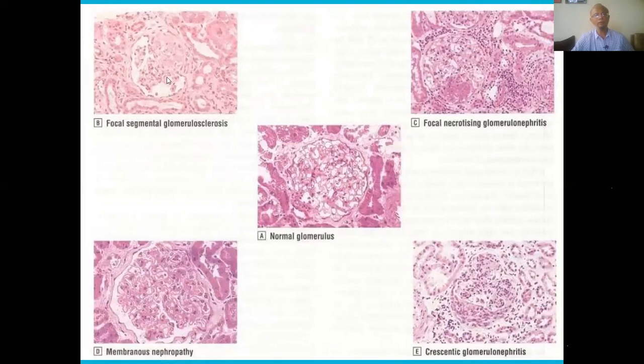So you see, this is the normal glomerulus, but here there is focal segmental glomerulosclerosis. You will get such a picture in microscopy. And also there is focal necrotizing glomerulonephritis. You also get membranous nephropathy, where you will see the membrane is thickened. And there is also crescentic glomerulonephritis, where there is crescent formation.